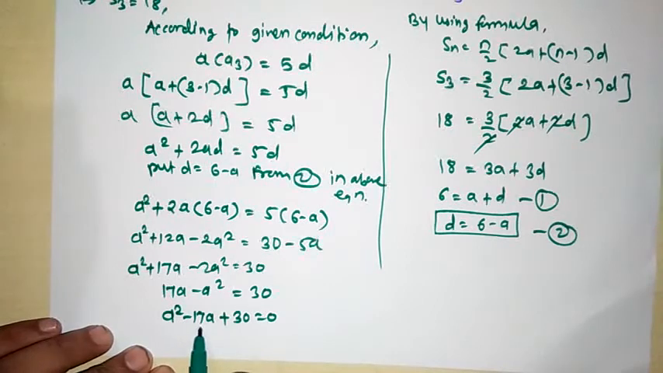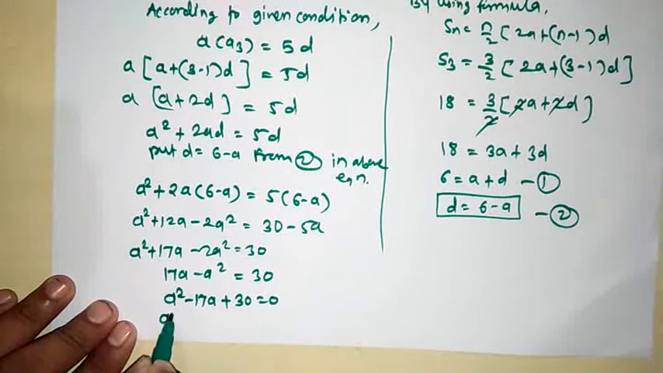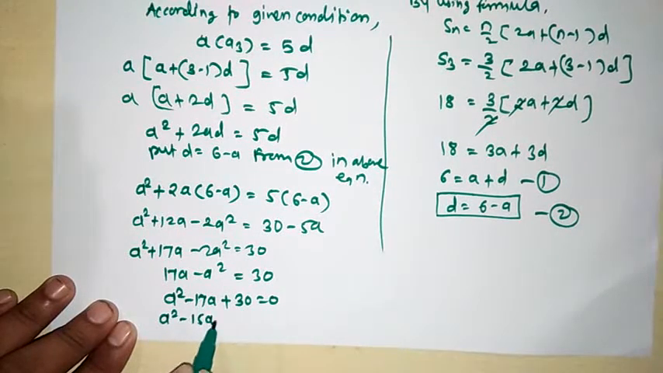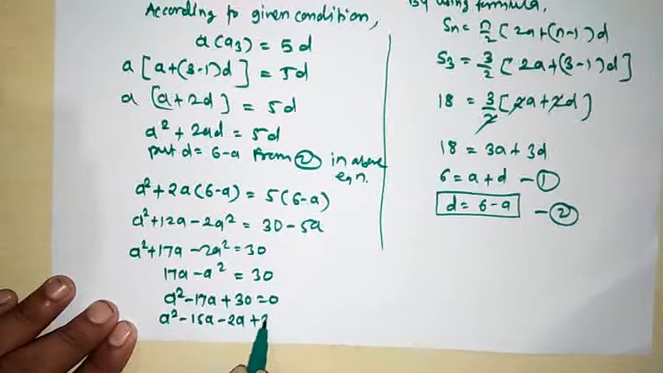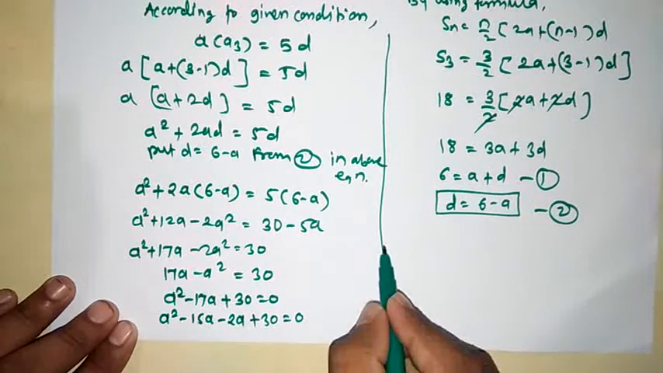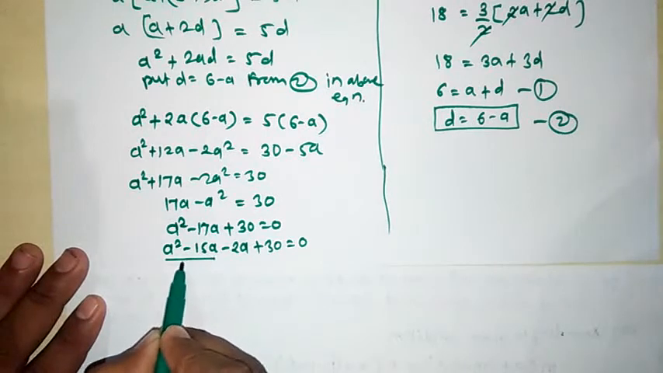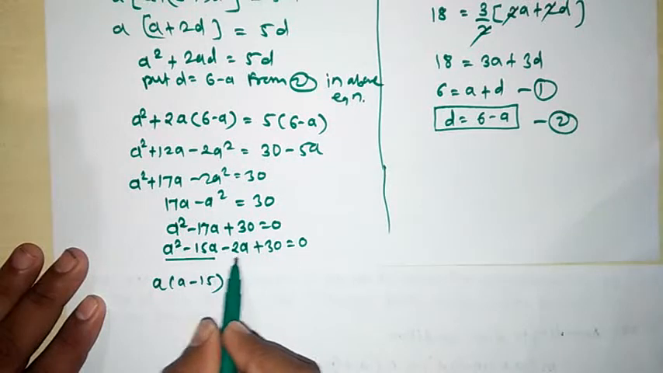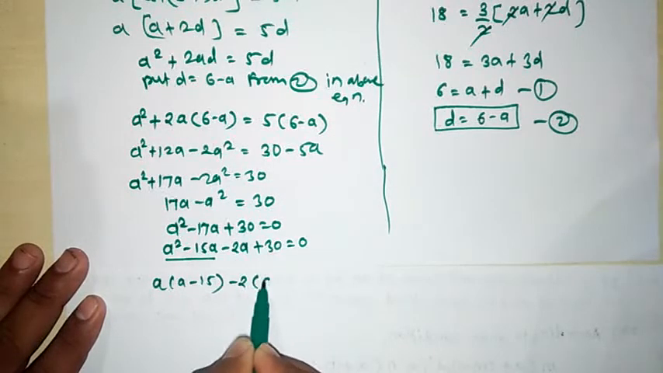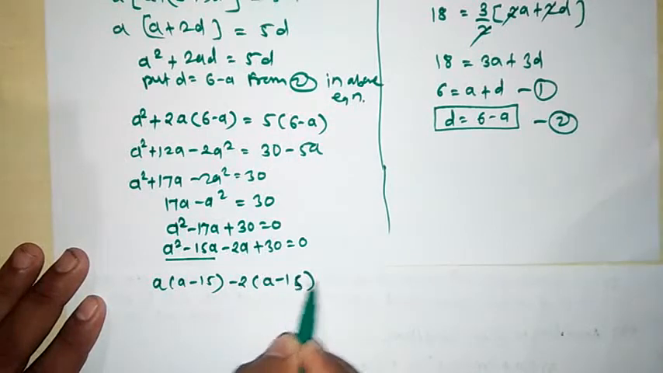Now by using the splitting the middle term method, this 17a can be written as a square minus 15a minus 2a. Minus 15a minus 2a is equal to minus 17a, and their multiplication is 30. We get plus 30 is equal to 0. From these two terms take a common, and a minus 15 will remain in the bracket. From the other two terms take minus 2 common, and a minus 15 will remain in the bracket, which is equal to 0.